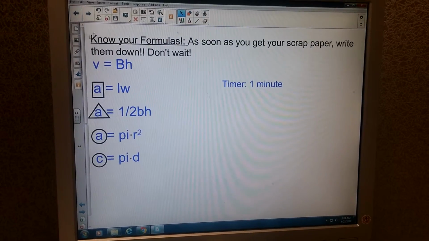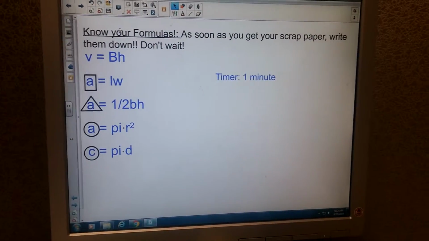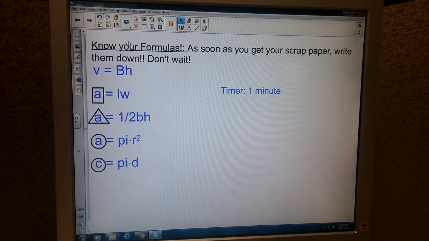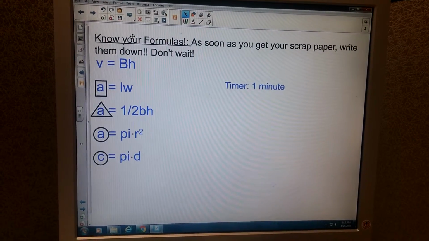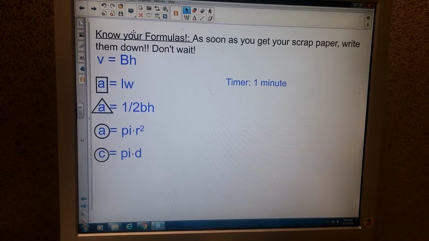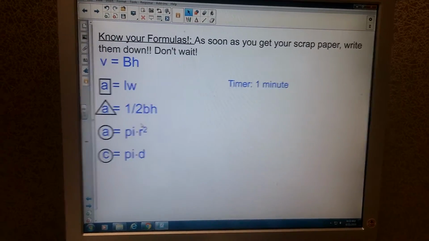And we are going to go through the formulas again. Remember, as soon as you get your sheet of paper, the first thing you should do is write down your formulas. Take the next 30 seconds, pause the tape, and get them knocked out.